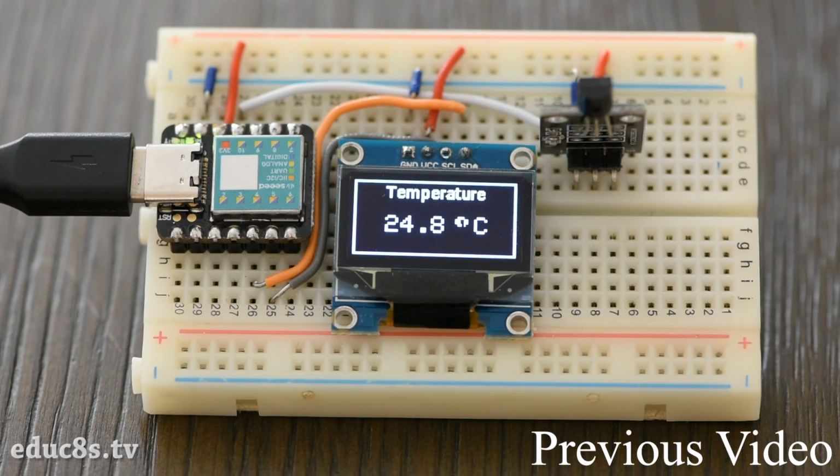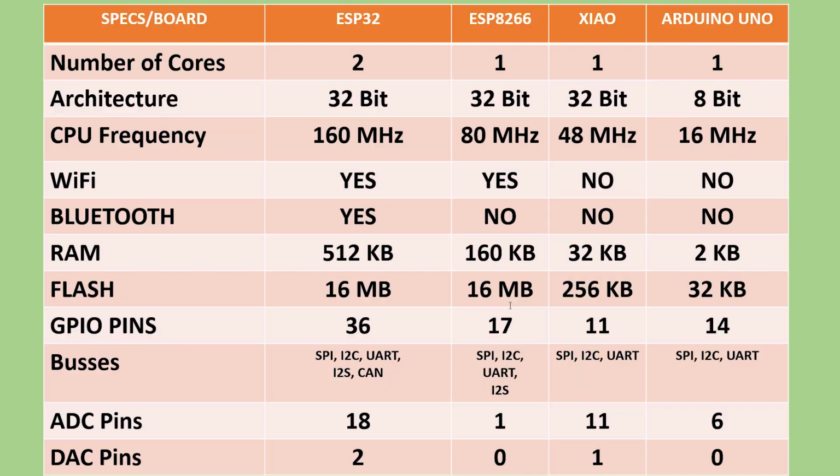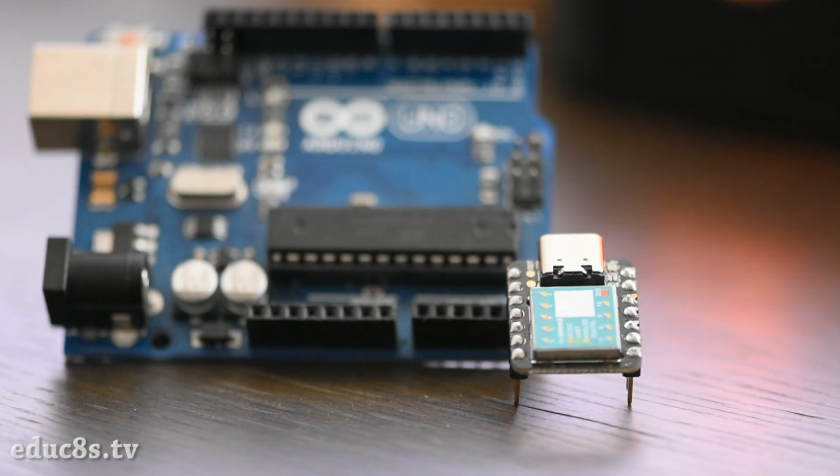I have prepared a detailed review of the board using Arduino in another video. You can check it out by clicking on the card here. If we compare it with some other popular boards, we can see it is not the fastest board out there, but still much more capable than the Arduino Uno despite its small size. The main reason I got this board is to try to use it with CircuitPython.